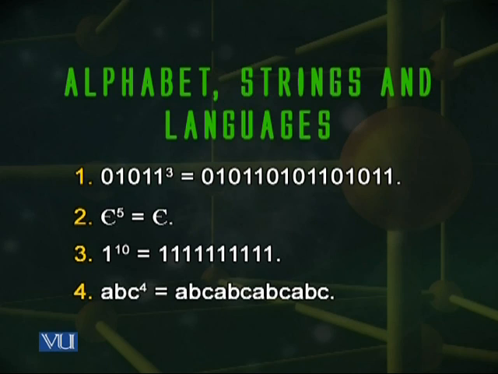In the last example, we have the string ABC, which is raised to the 4th power. And the answer, of course, for that is ABC, ABC, ABC, ABC. That is, ABC repeated 4 times.